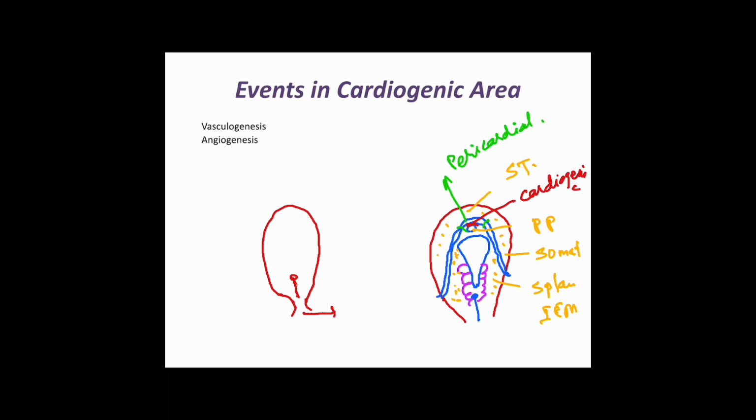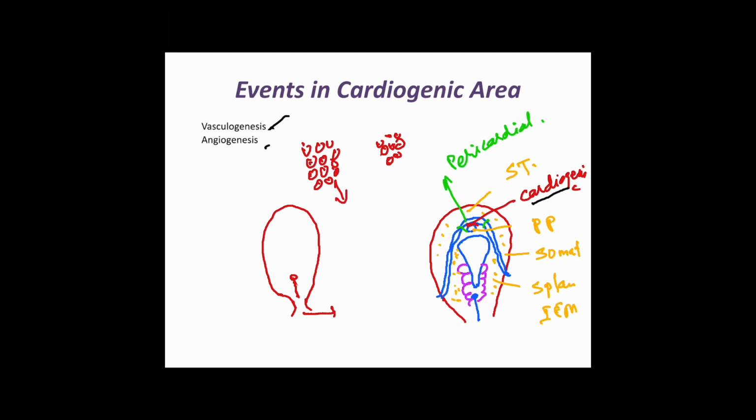Now understand the difference between vasculogenesis and angiogenesis. In the cardiogenic area, the heart develops from the intraembryonic mesoderm. The cells of this mesoderm form blood islands. Islands are the places where the cells come together. If you want to show a live cell, you have to show the nucleus. So these are blood islands.